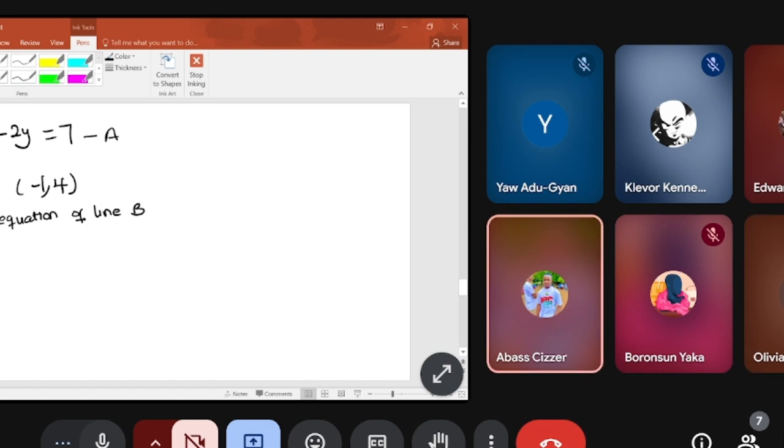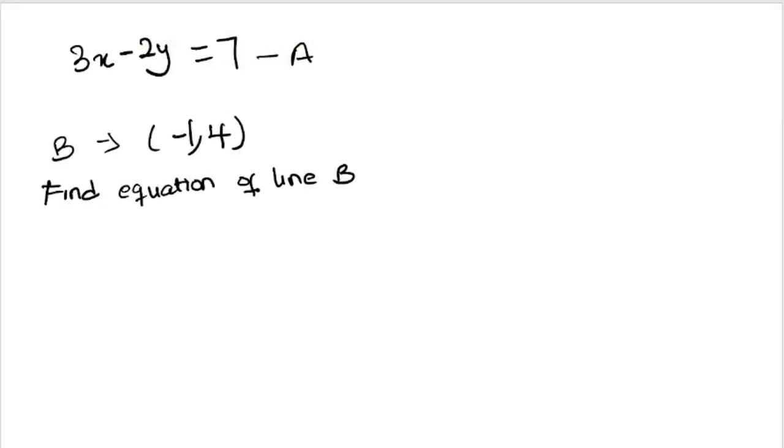What are you getting? The equation to be 3y is equal to 8 minus 2x. Come again, 3y is equal to what? 3y is equal to 8 minus 2x. Can you make y the subject? I want you to always leave your answer in the form mx plus c.